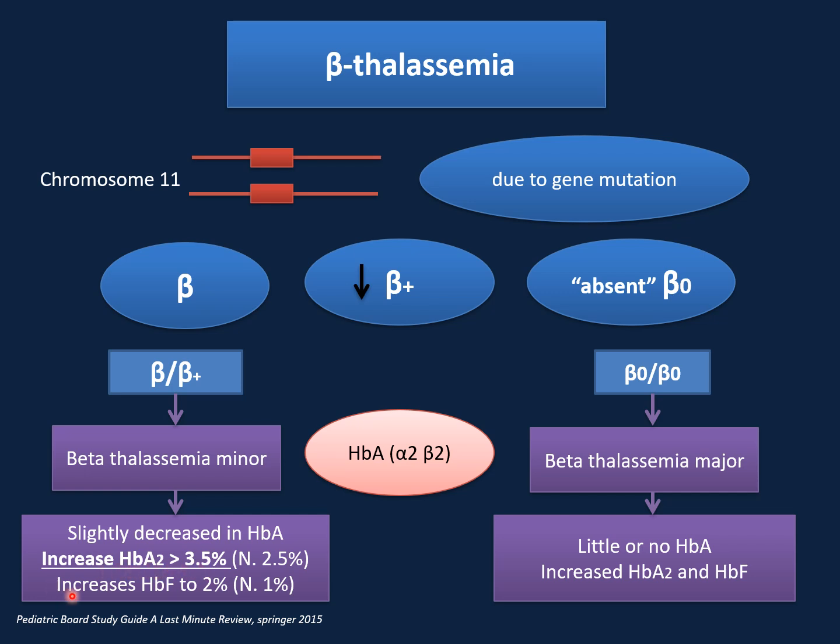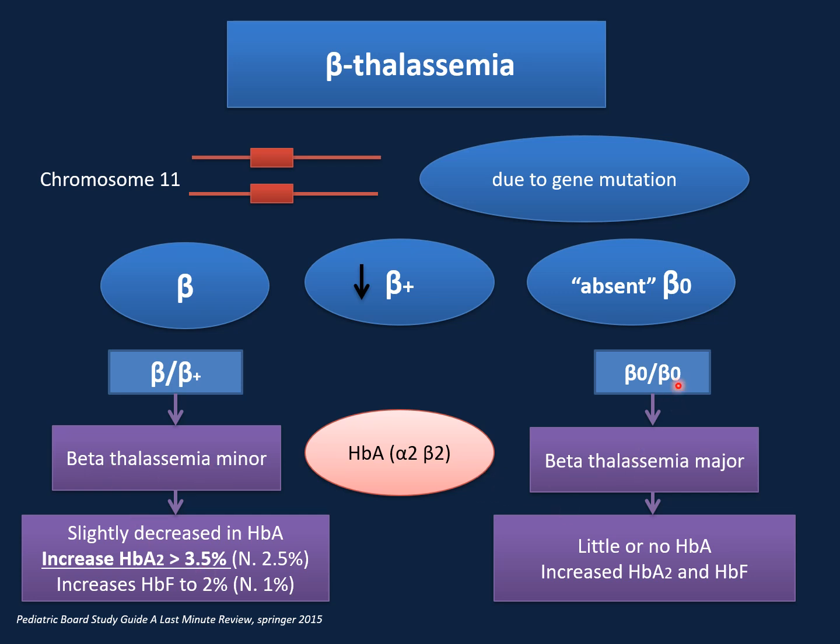And there may be an increase in the hemoglobin F to 2%. This can be increased, however, it is not specific. The most important thing to look at is increased hemoglobin A2 more than 3.5%. This is confirming the diagnosis of beta thalassemia minor.